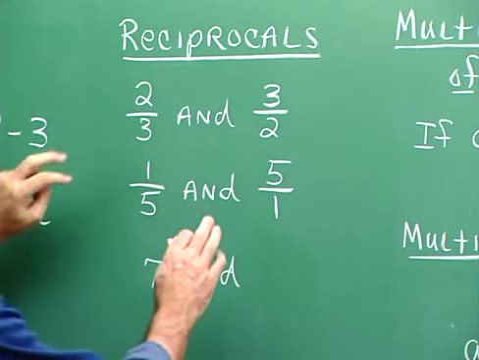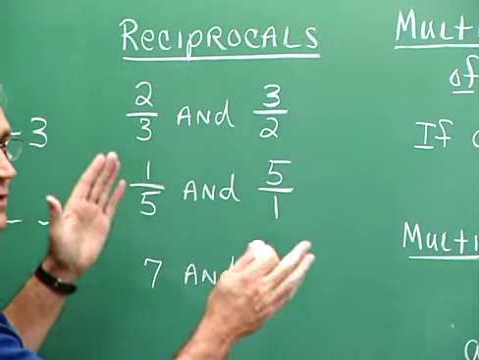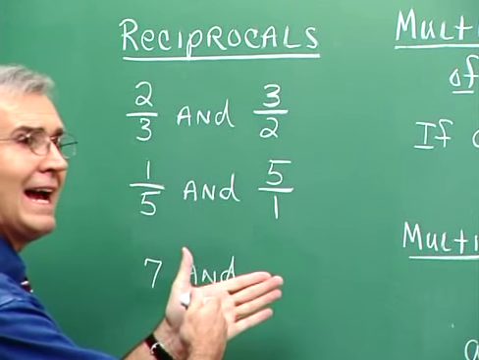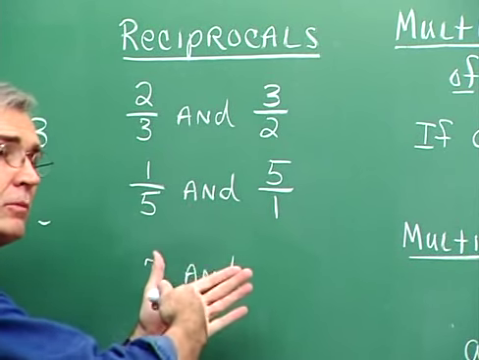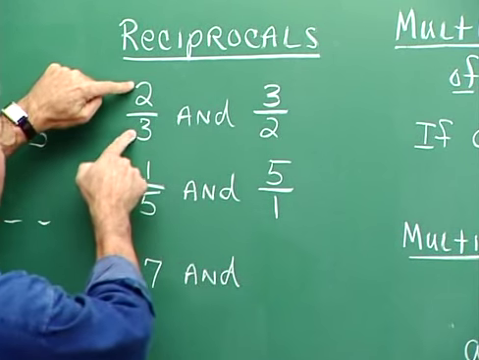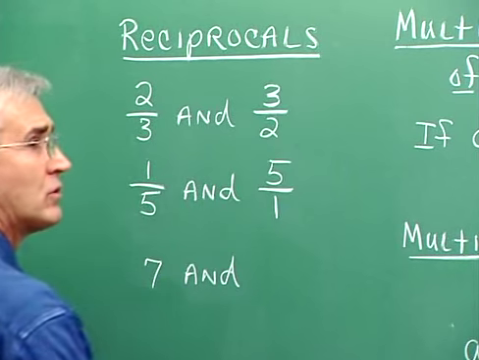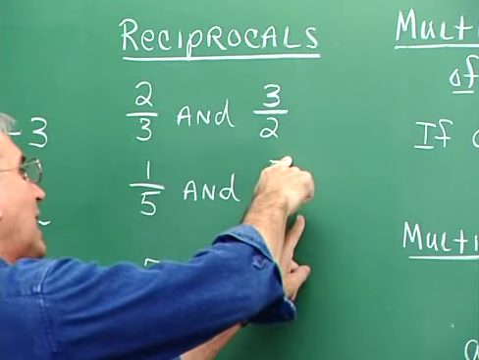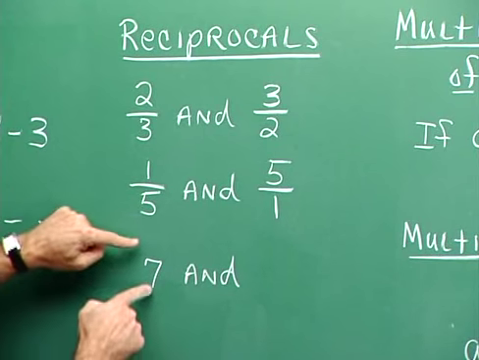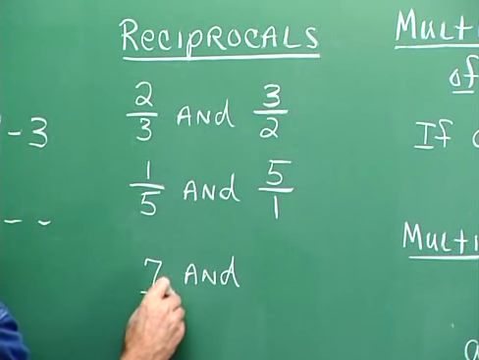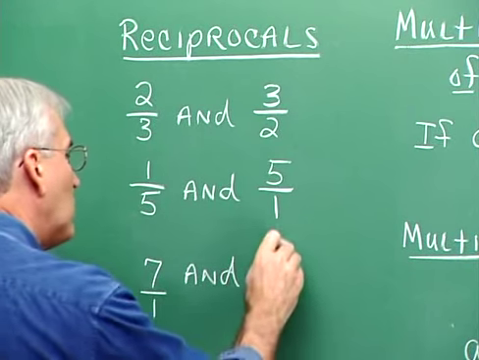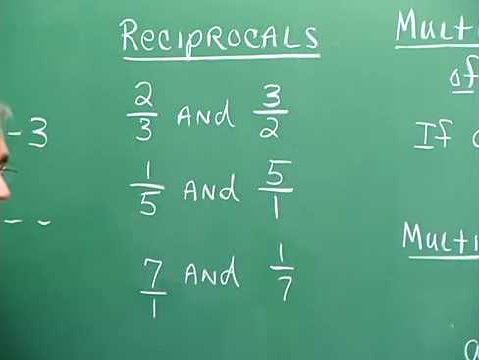Now, reciprocals are just fractions that are flipped over, and we've seen them many times when we divide fractions. You know, we change the division problem into one where we multiply by the reciprocal. So 2/3 and 3/2 would be reciprocals. 1/5 and 5/1 would be reciprocals. 7 and, well, what would be the reciprocal of 7? 7 can be thought of as 7/1, so 1/7 is its reciprocal.